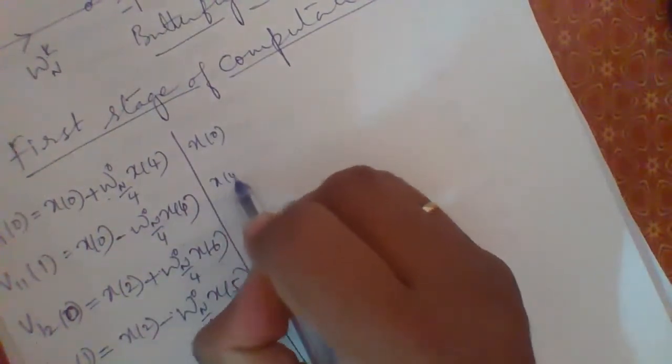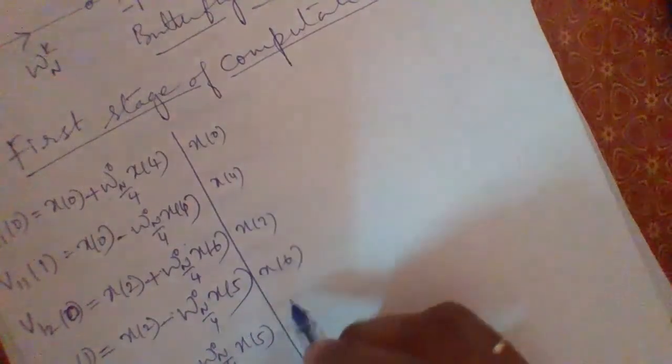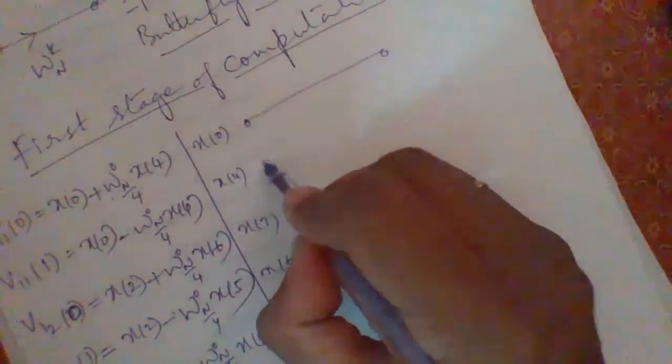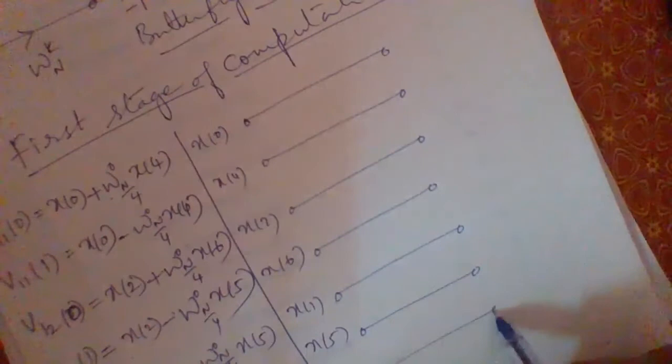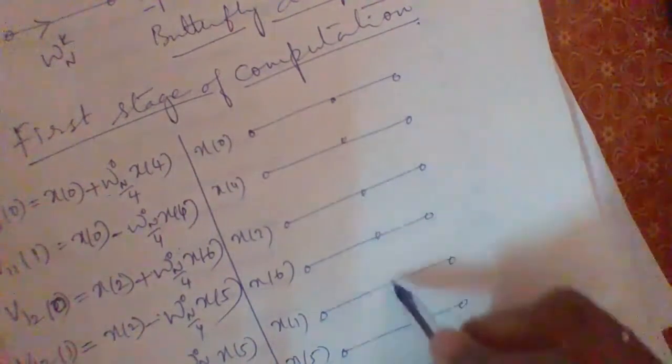So this is the first stage computation. For this, we will now draw the signal flow graph. For that, first we have to list all the samples on the left side: x of 0, 4, 2, 6, then x of 1, 5, and the last combination is x of 3 and 7. So these are the branches. Here I mark, it follows the basic butterfly diagram pattern only.